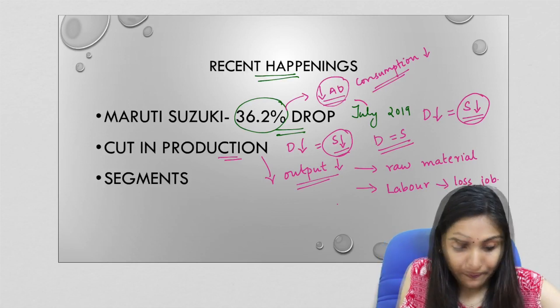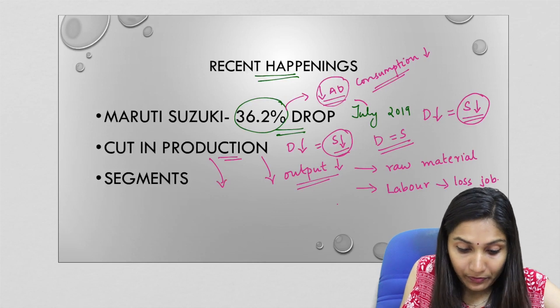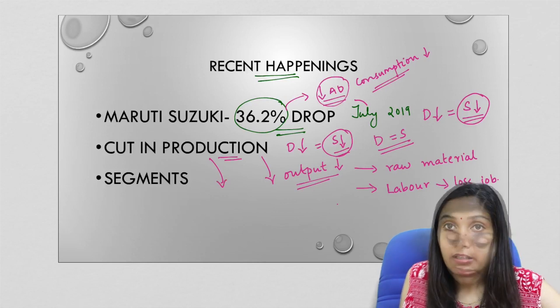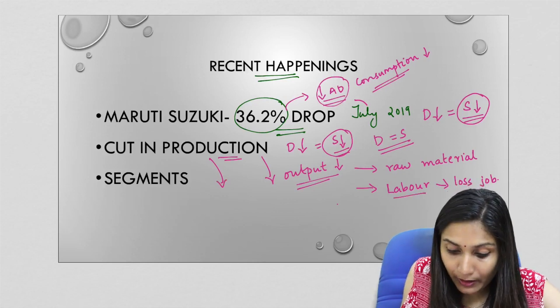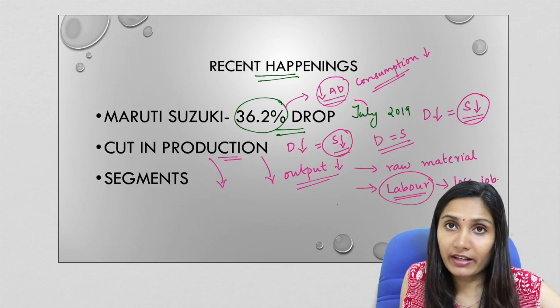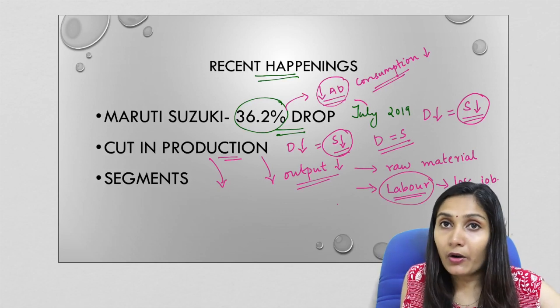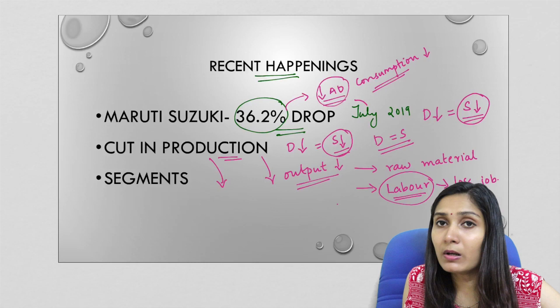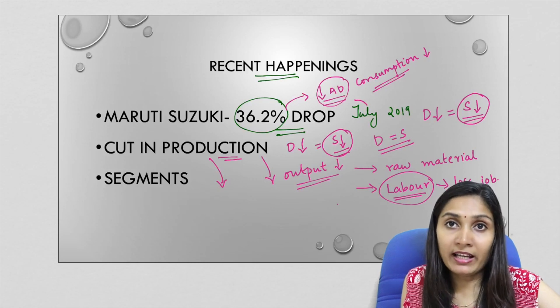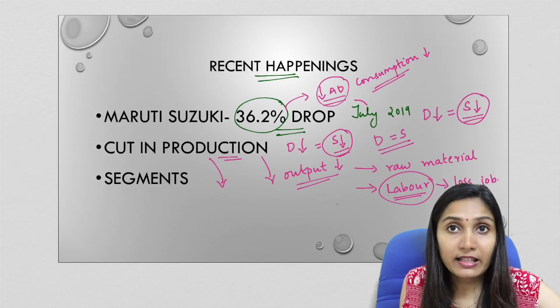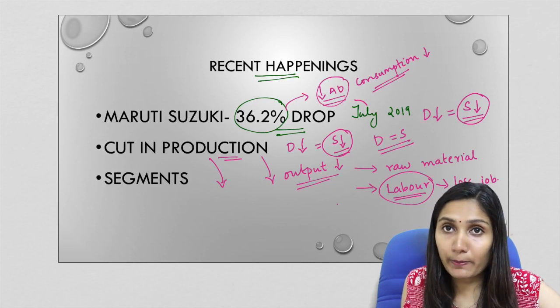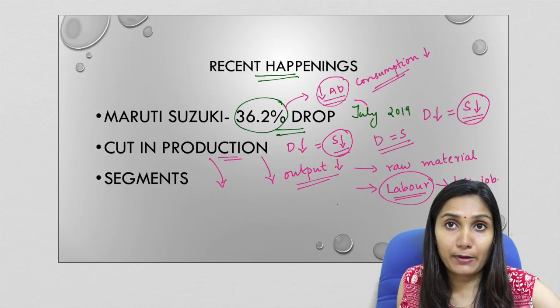Now if we look at the cut in production in the automobile industry, the impact on labor or job losses would be even higher. This is because the automobile industry is also a labor intensive industry where the number of laborers required is very high. So when there is a cut in production, these laborers will lose their employment and will go into serious unemployment.